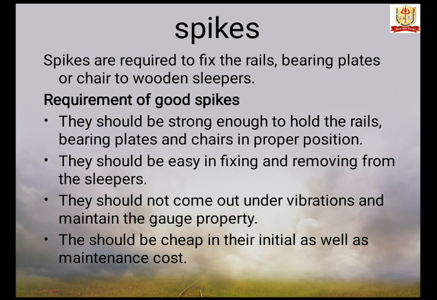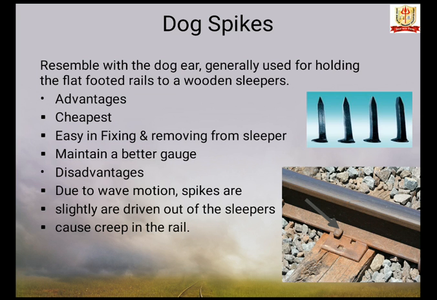They should not come out under vibration and should maintain the gauge properly. They should be cheap in their initial as well as maintenance cost. So the first type is dog spikes, assembled with a docked ear, generally used for holding flat-footed rails to a wooden sleeper.